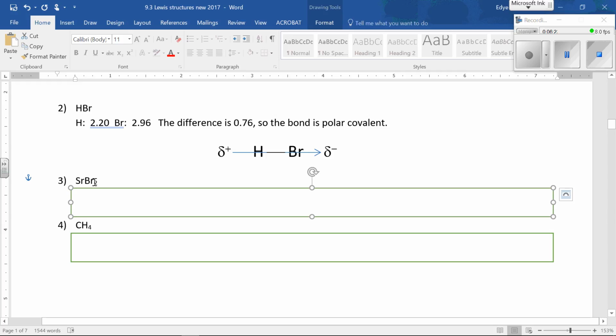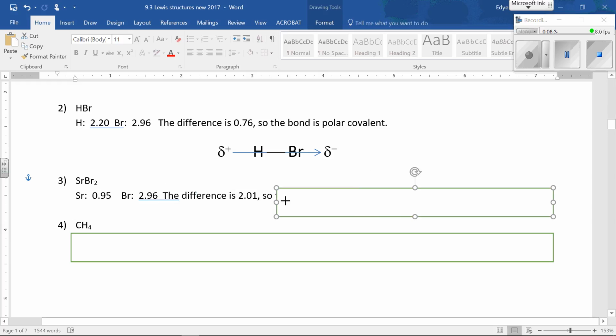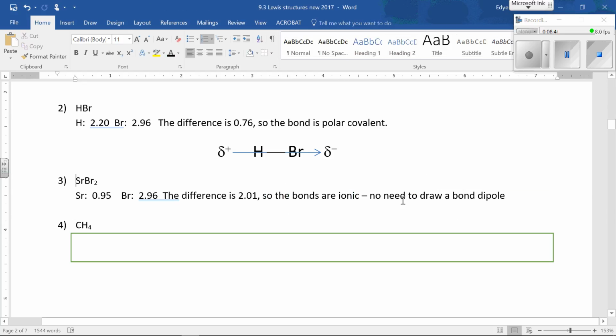Okay, SBr2. What do we do with this 2? Do I multiply bromine's value by 2? No! I ignore the subscripts. Always ignore the subscripts. So the difference here, 2.01. Oh, this is ionic. All right. Not polar covalent, not covalent, just plain old ionic. So we don't draw that bond dipole.